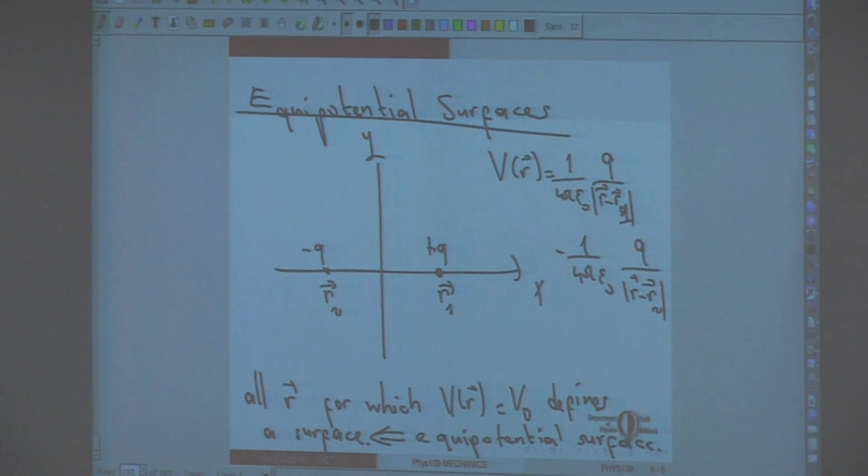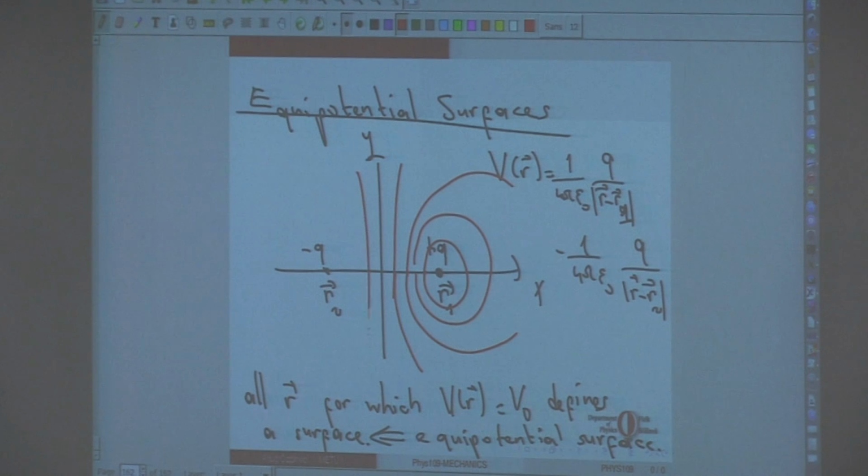Now, the equipotential surfaces for this configuration will, for example, let's say the equipotential surface corresponding to a very large potential value will be close to the positive charge, so the equipotential surfaces will look like this one. This is how the equipotential surfaces for this configuration look like.